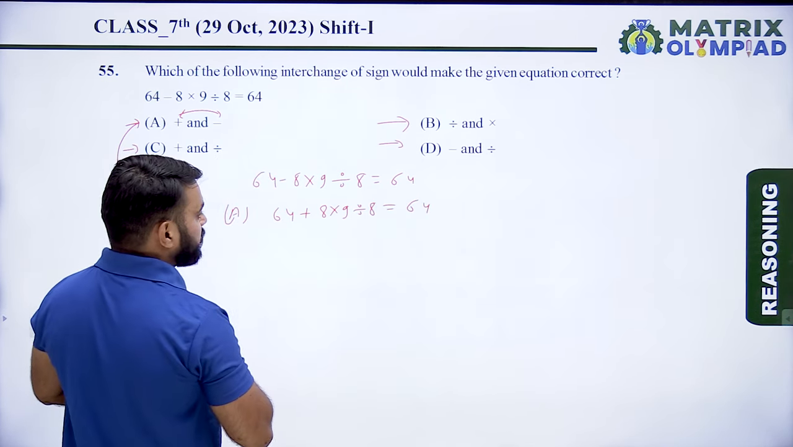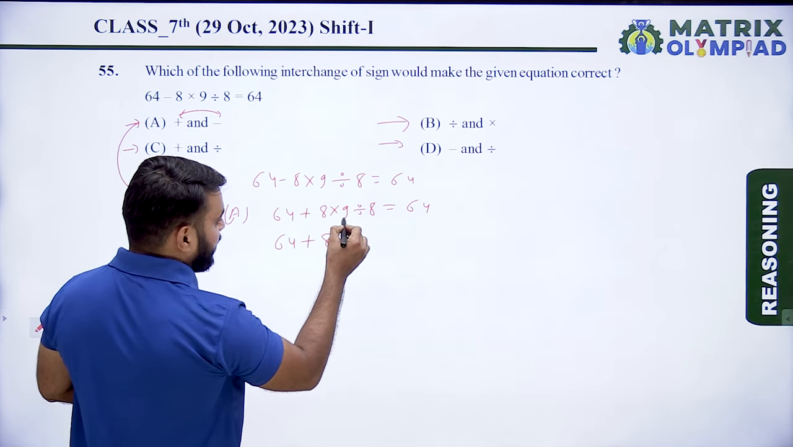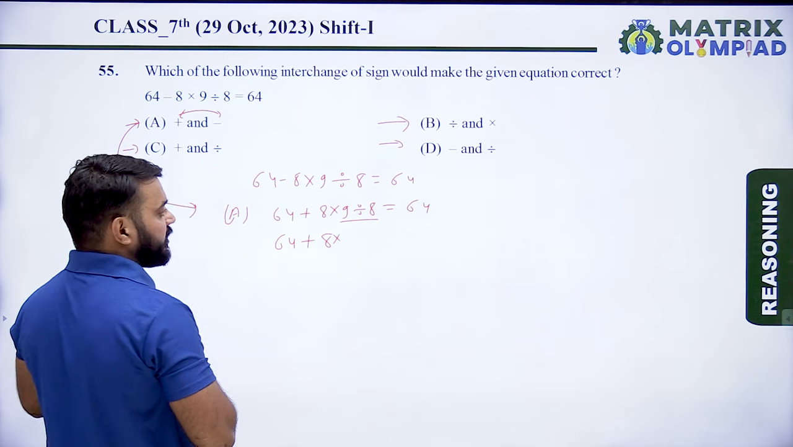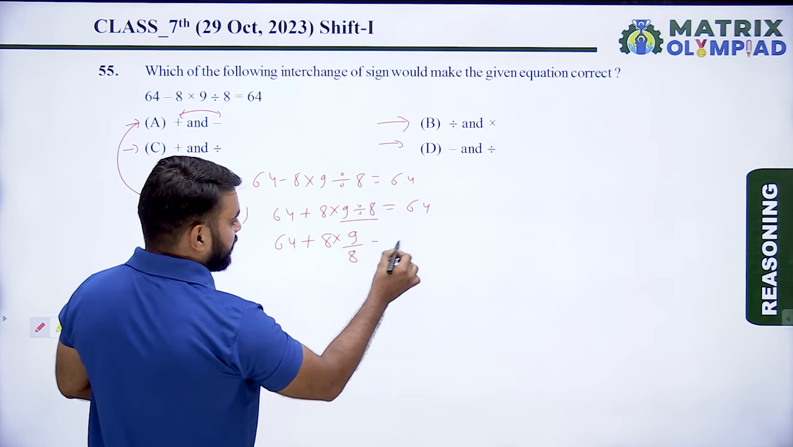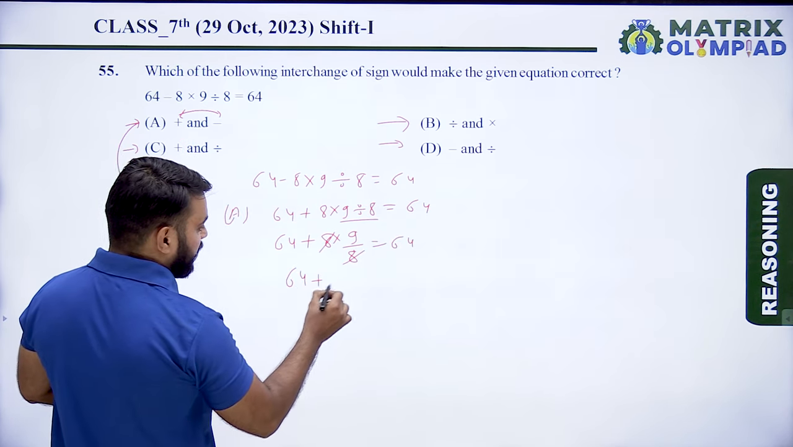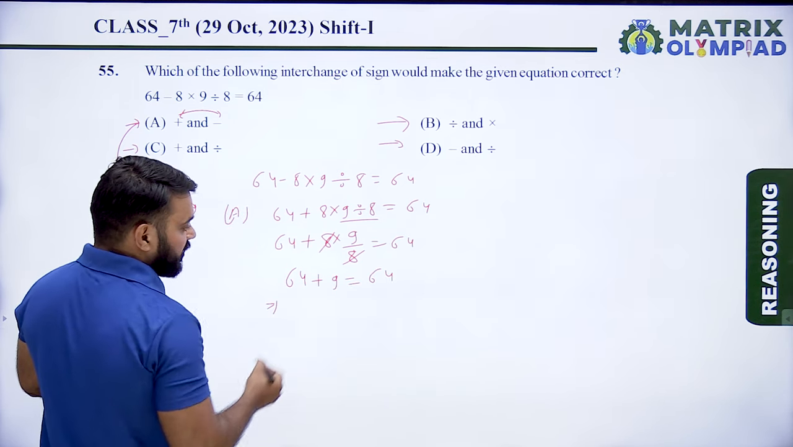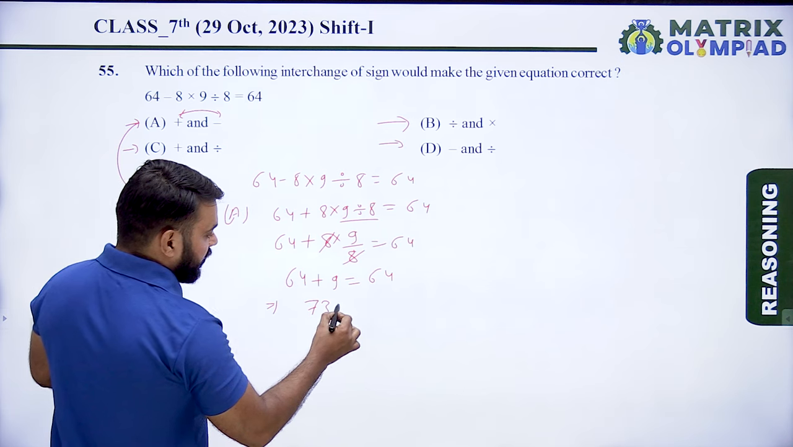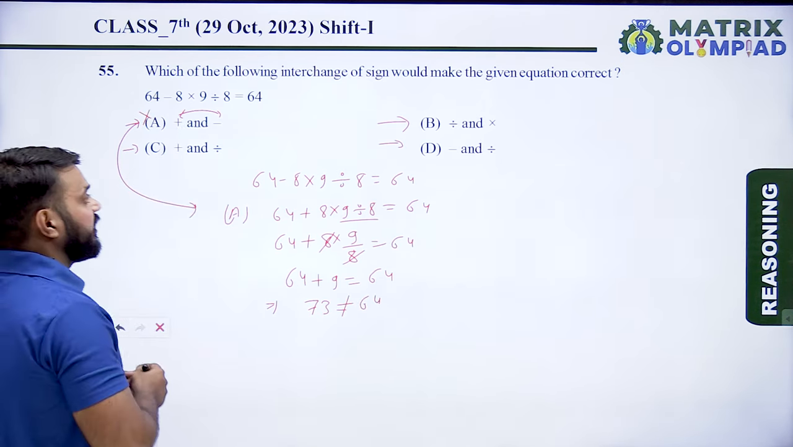So using BODMAS rule in this equation, 64 plus 8 multiplied by 9 divided by 8, divide the numbers first. So 9 divided by 8... 8 ones are 8. So 64 plus 9, it means 73. Not equals to 64. It means option A is the incorrect option.